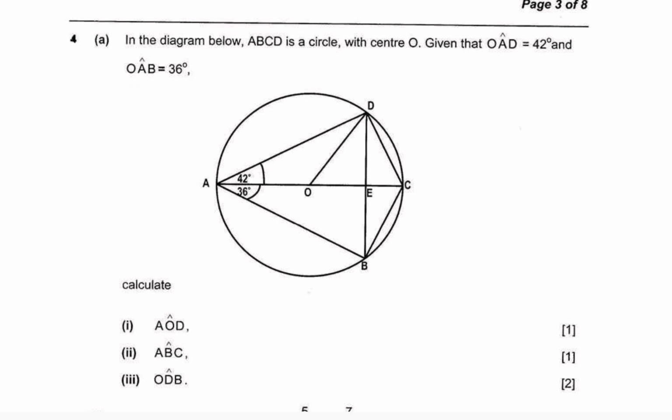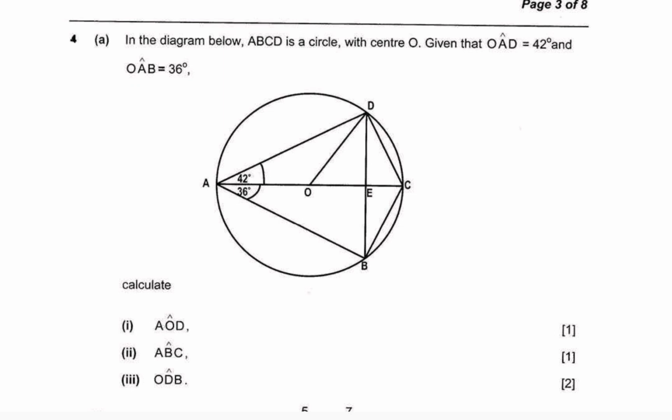We have a very interesting question under Circle Theorem. The question reads, in the diagram below, ABCD is a circle with center O. Given that OAD is 42 degrees, and OBD is 36 degrees. We are going to answer this question step by step. All right, so let's jump into the question.